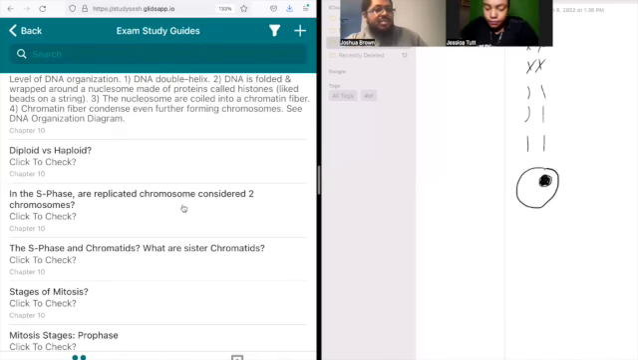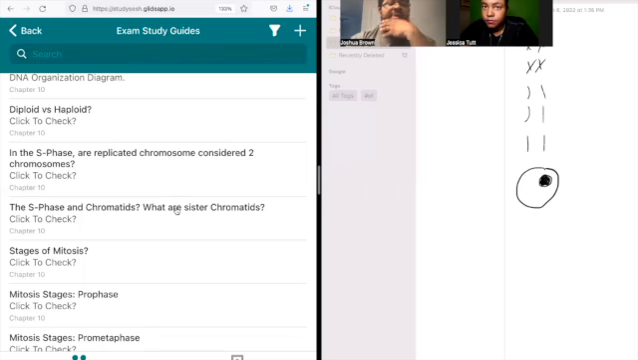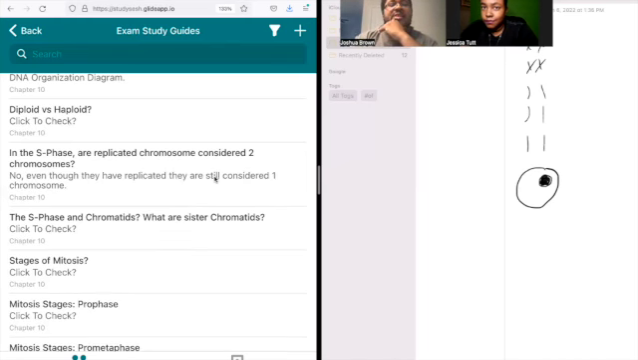In the S phase, are replicated chromosomes considered two chromosomes? What do you think? No. Yeah, they're considered one chromosome. In fact, the replicated side is called a sister chromatid, and they're considered chromatids until they split off. Now, this is what's really important.